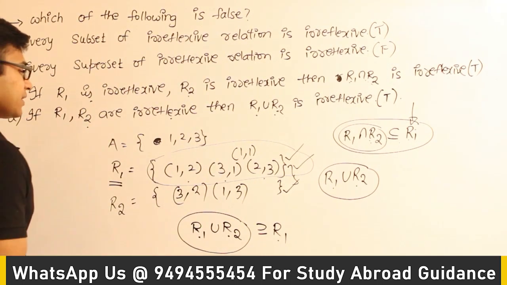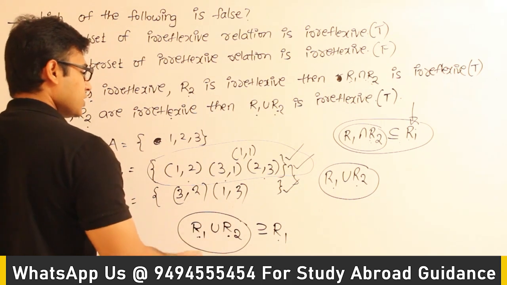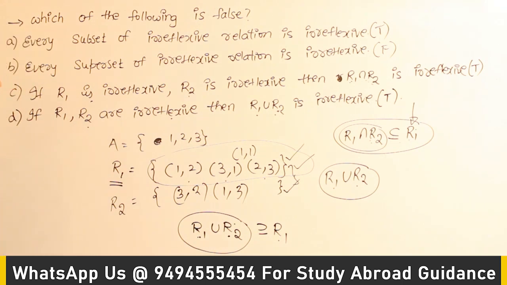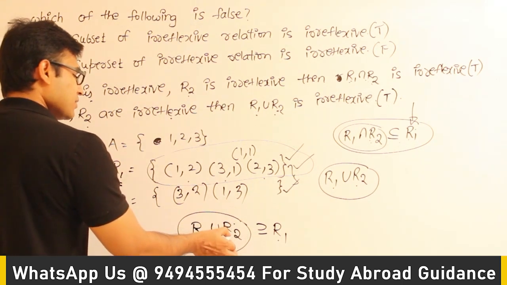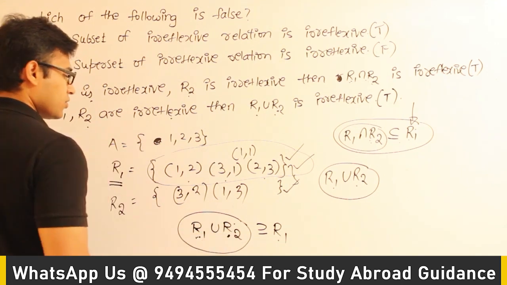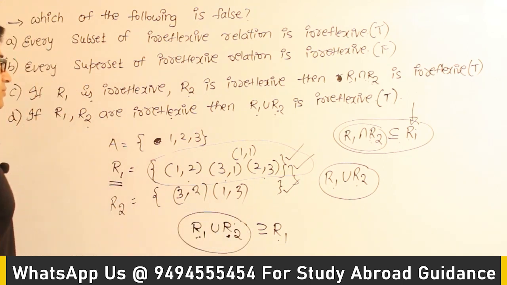Therefore we cannot say that R1 union R2 is always irreflexive. It may or may not be irreflexive depending on what R2 is. Got it? Therefore, saying R1 union R2 is always irreflexive will be wrong if they didn't say anything about R2. In case they say that R2 is irreflexive, then it is right. Okay, so that is what has happened here.